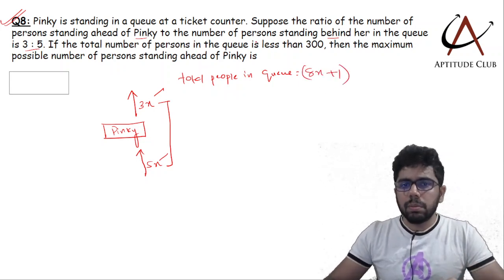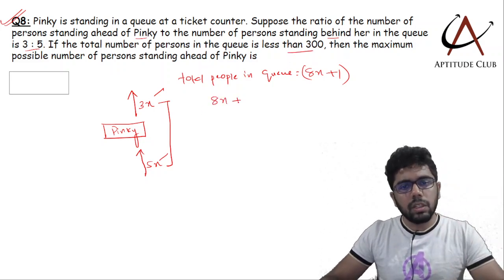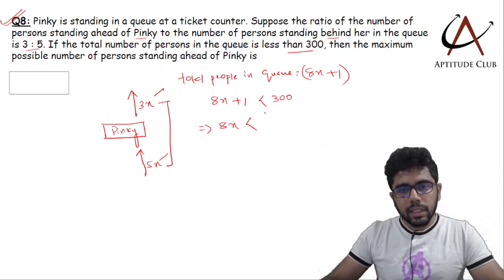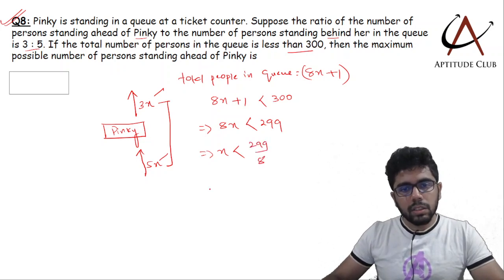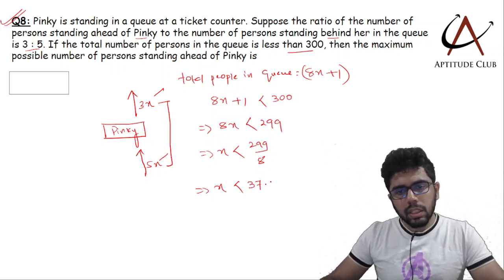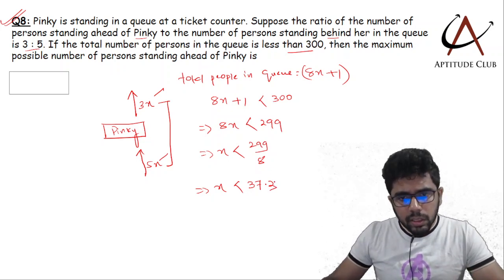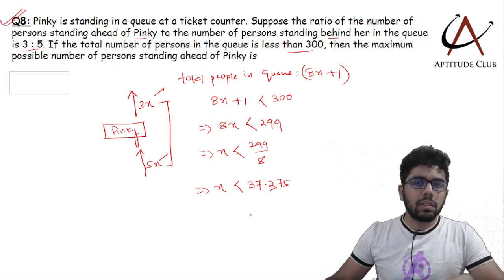Question is saying the total number of persons in the queue is less than 300. Very simple question, a linear inequality. 8x plus 1 is less than 300. So let us solve this a little. 8x is less than 300 minus 1, 299. Or I can write x is less than 299 divided by 8. 8 3s are 24, 59, 8 7s are 56, 30, then 8 3s, then 7, then 5: 37.375.